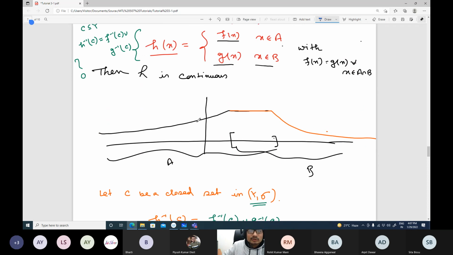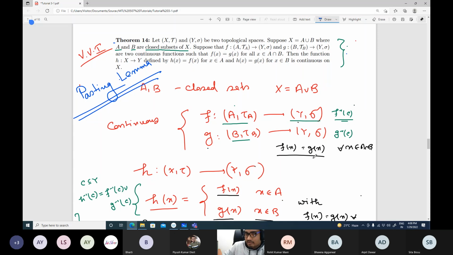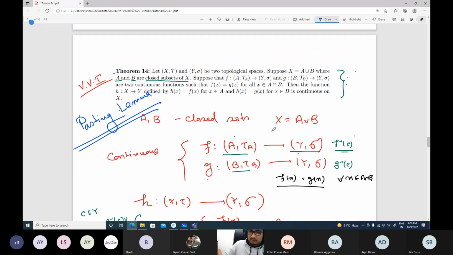Is it clear? Actually, by this result we can construct continuous functions. If you can break the space X into a finite union of closed sets, and you can show that the function is continuous on each set, and they satisfy this intersection condition, then you can easily conclude that the function is continuous.